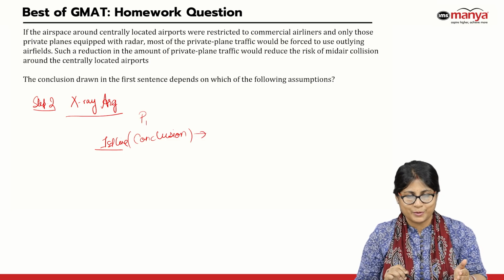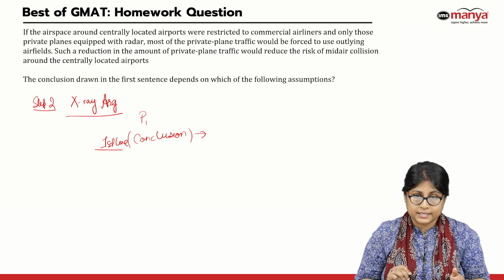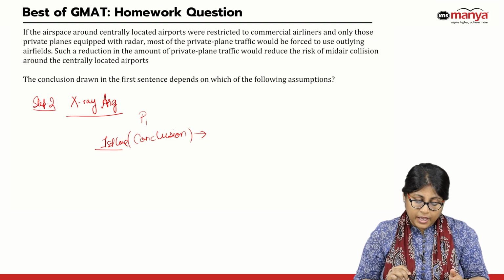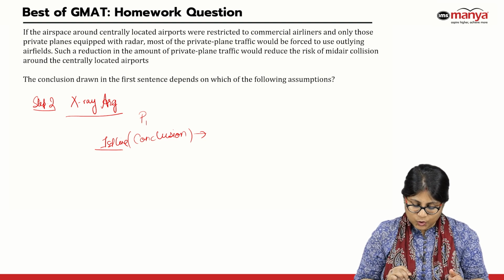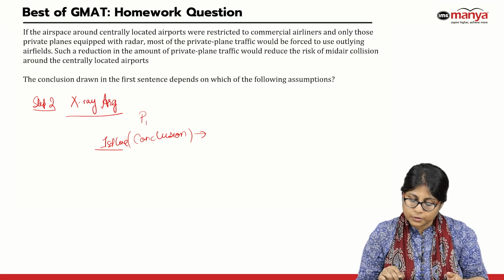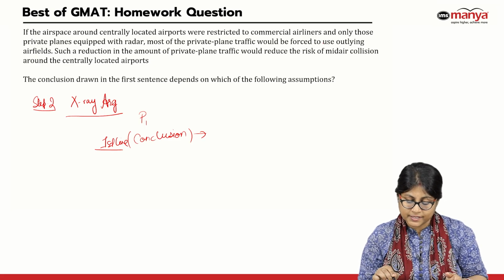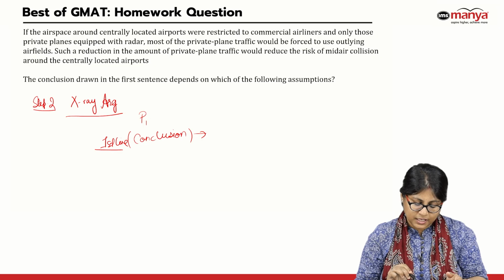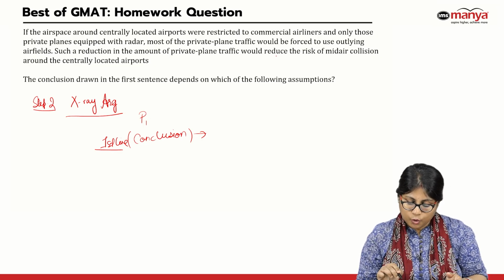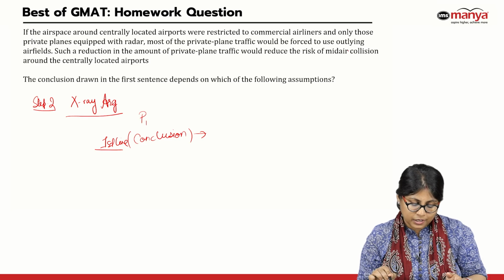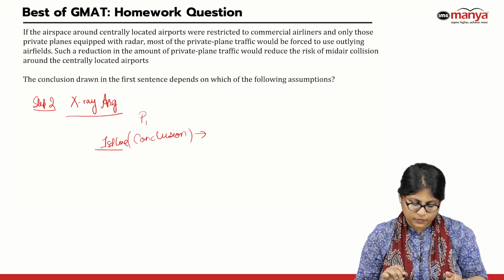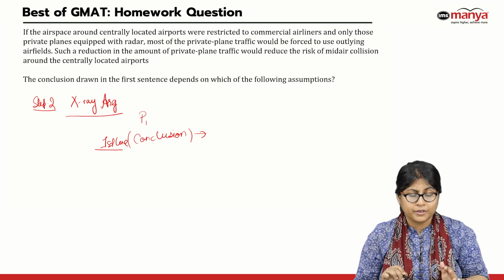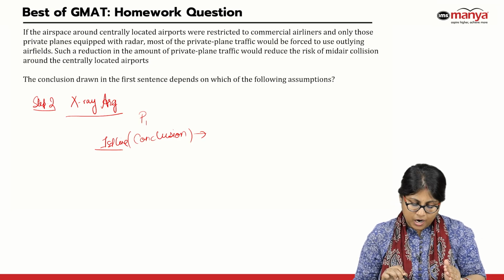Let's break down the paragraph. It says, if the airspace around centrally located airports were restricted to commercial airplanes, airliners, and only those private planes equipped with radar, most of the private plane traffic would be forced to use outlying airfields. Now, in the very first line, what exactly are the premises and what exactly is the conclusion?